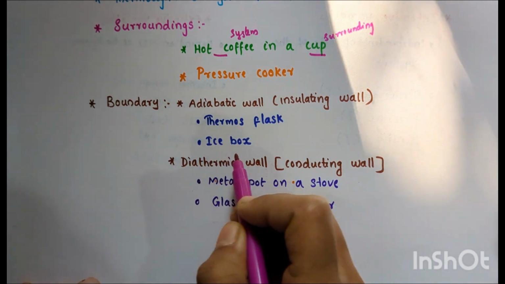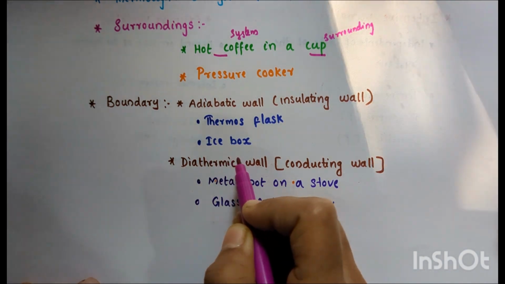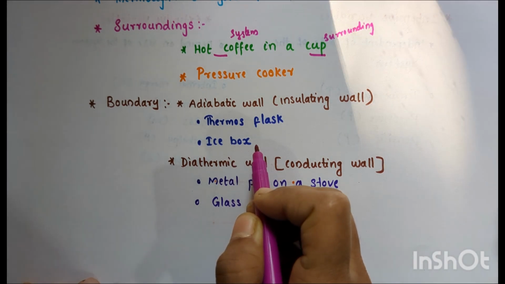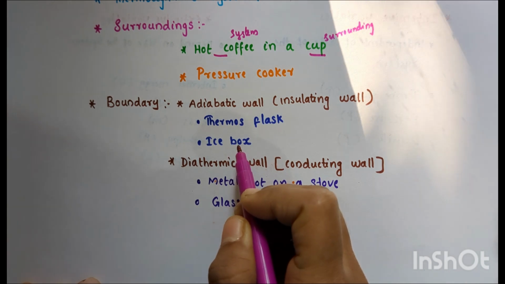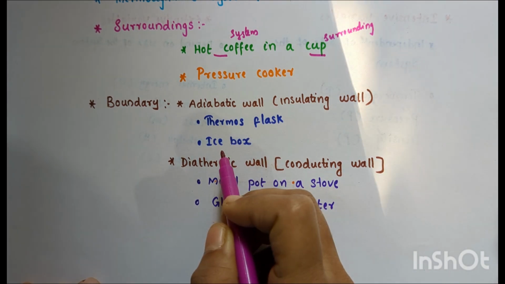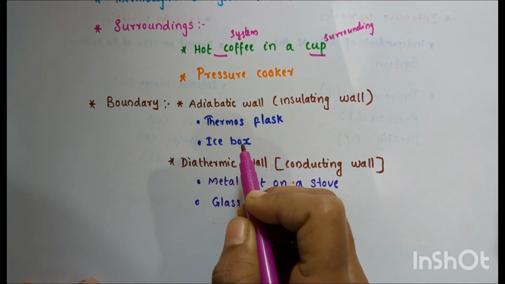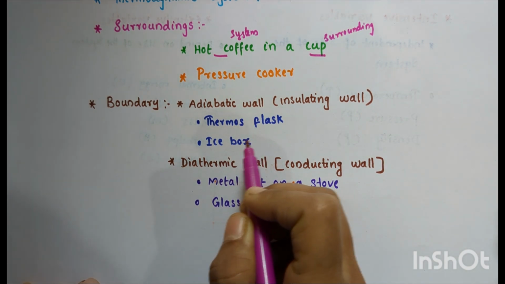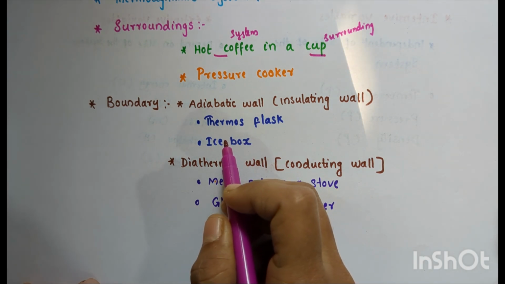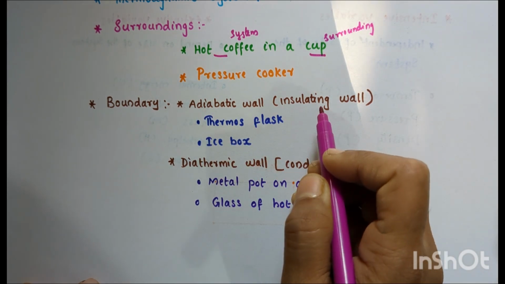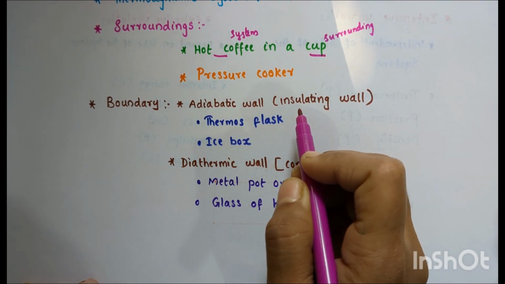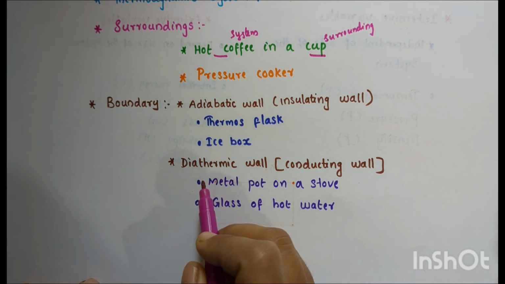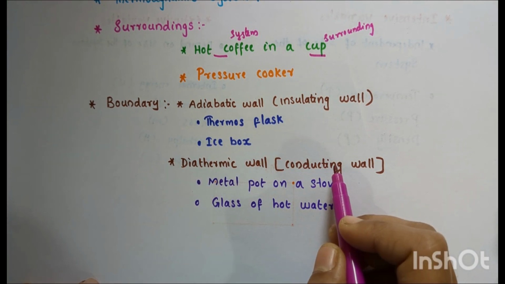Similarly, if you consider the ice box, the insulated walls of an ice box prevent heat transfer between the system and the surroundings. That is, it actually prevents heat from entering or escaping the ice box, and maintains a constant temperature inside the ice box. So such an insulating wall which prevents the transfer of heat between system and surroundings is actually an adiabatic wall. Similarly, we have another type of boundary which is the diathermic wall or conducting wall.